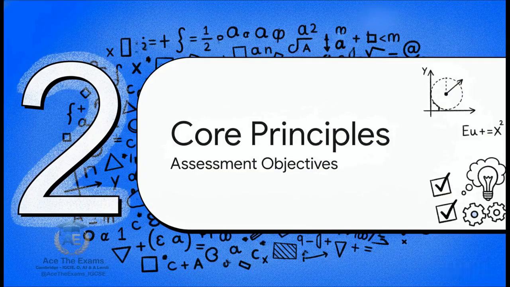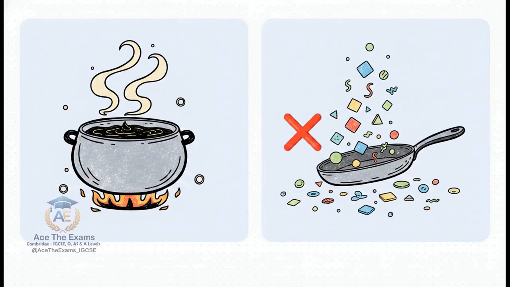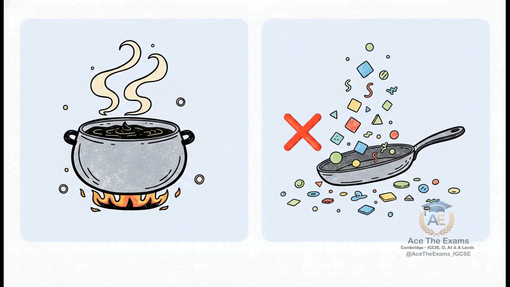Section 2. Core Principles. Let's look at how this mastery actually aligns with the examiner's assessment objectives. And this brilliantly illustrates the academic benchmark. Think of it like a rich, carefully reduced sauce versus our apprentice Sam, who just throws 100 random spices into a pot, hoping for the best. Examiners prioritize deep, logical reasoning.